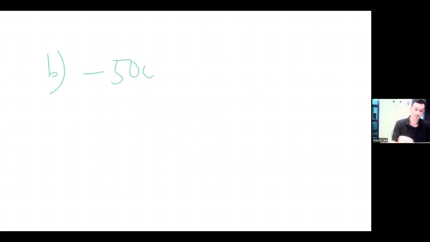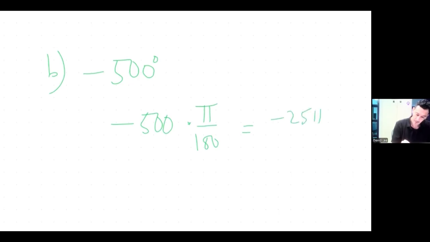Example B. So negative 500 degrees. Here we go. Take negative 500 and multiply it by pi over 180 and do exactly the techniques that we mentioned in example A. And your final answer will be negative 25 pi over 9. Negative 25 pi over 9. Final answer. If it starts off negative, it's going to end negative after you convert it.